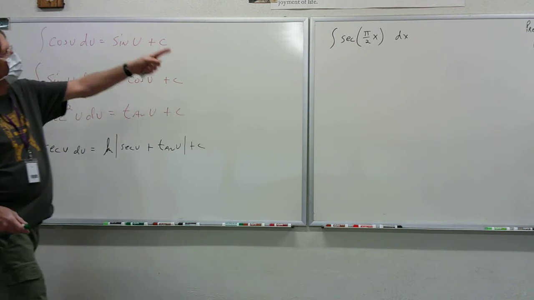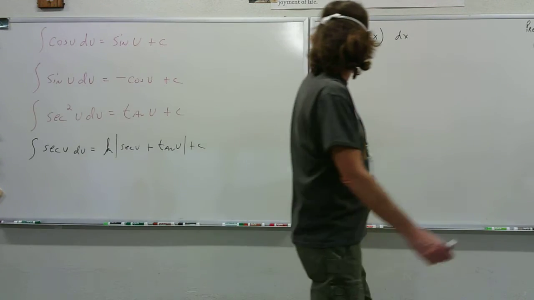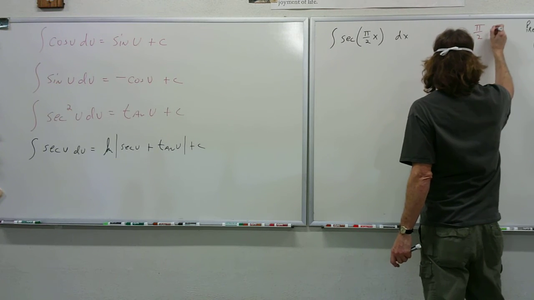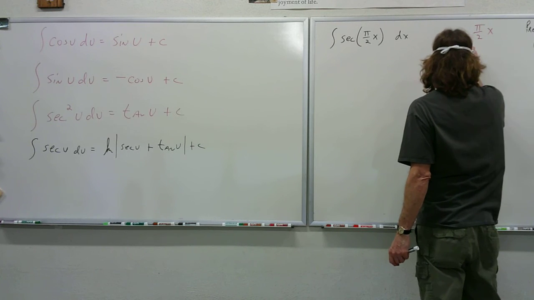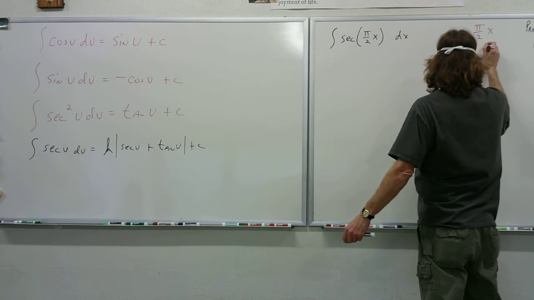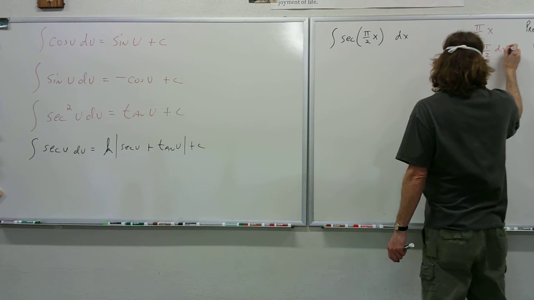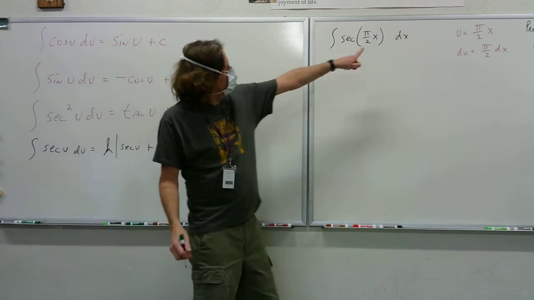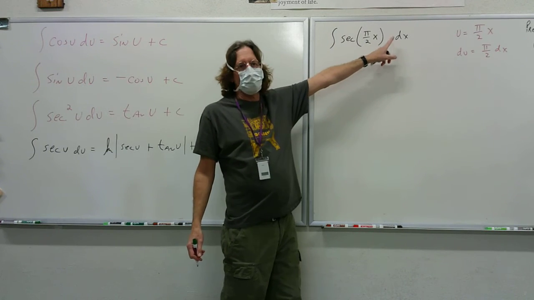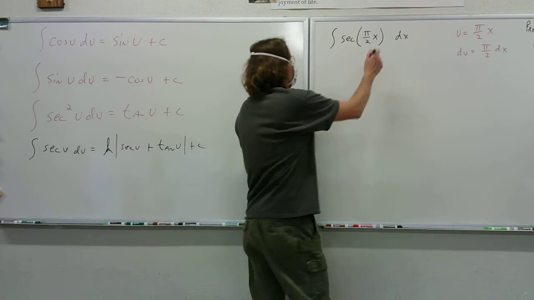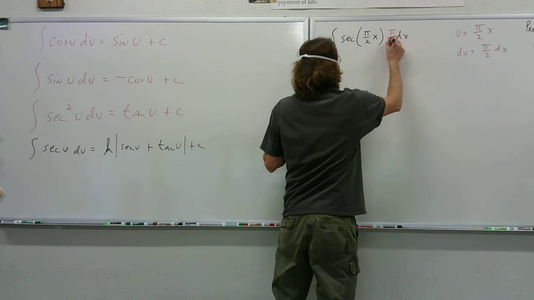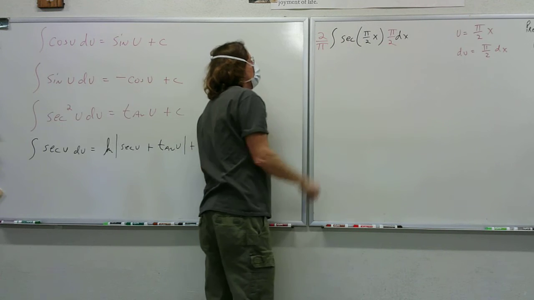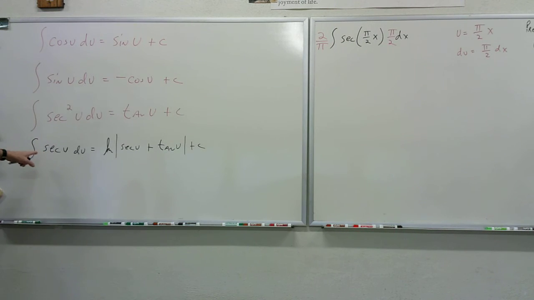Okay, so what is the u going to be over here? Tell me what u equals. Pi over 2x. Yeah. So what does du equal? dx, right? So what do you have to write in this blank right here? Pi over 2. And if you write pi over 2 there, you better write what out front? And then you simply use the rule.